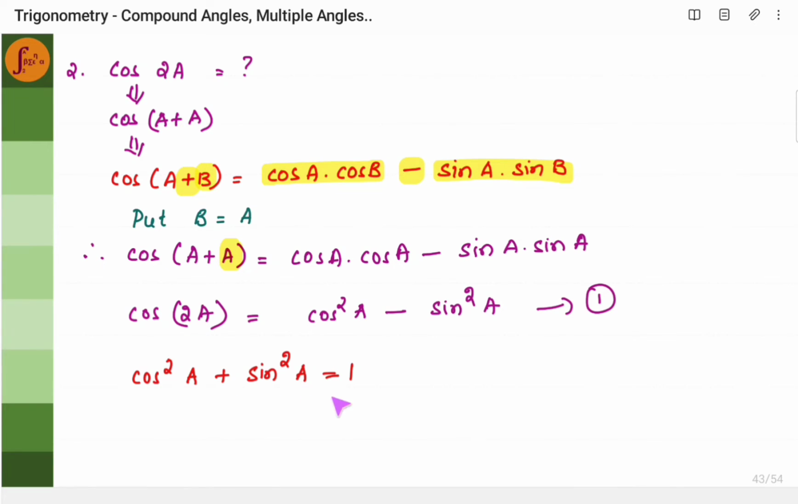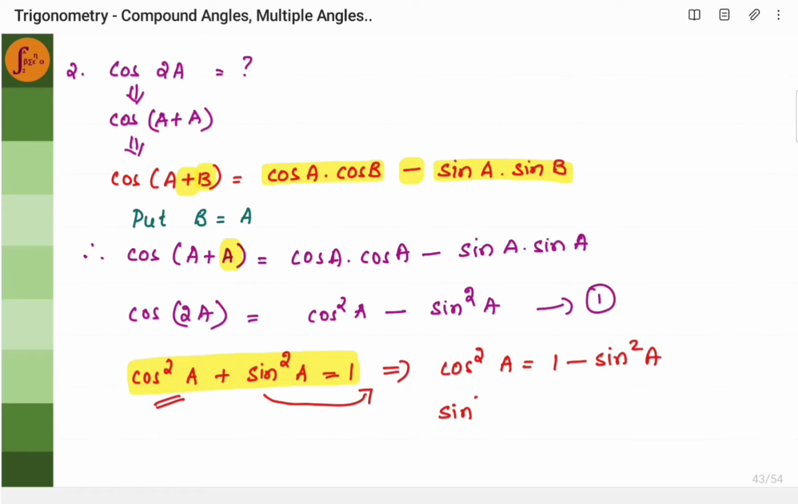Now we have one trigonometric formula where cos square A plus sin square A is equal to 1. We'll have to remember this. This is again an important formula, used in trigonometry very often. Cos square A plus sin square A is equal to 1. Now what does this mean? I can say cos square A is 1 minus sin square A. Basically, I am finding cos square A and shifting sin square A to the other side, so it becomes 1 minus sin square A. Similarly, for sin square A, I will shift cos square A, so sin square A will be 1 minus cos square A.